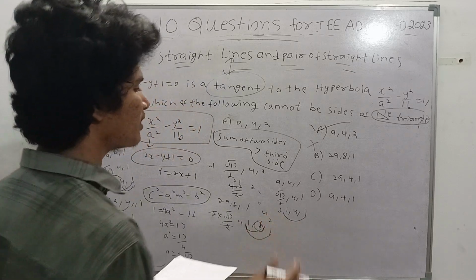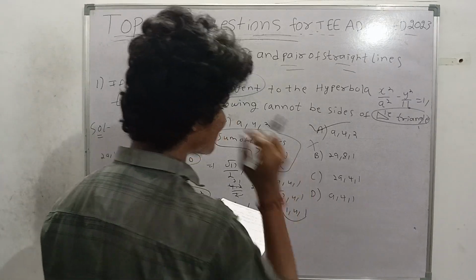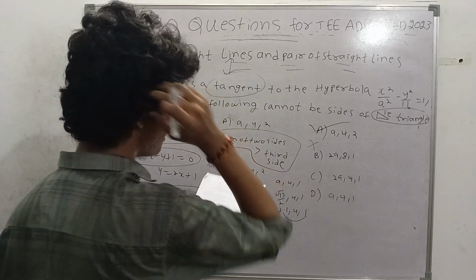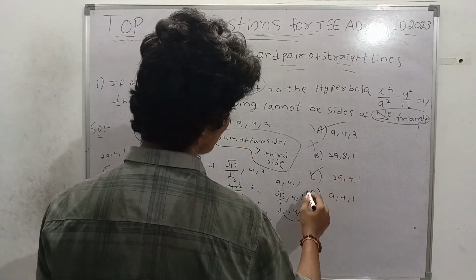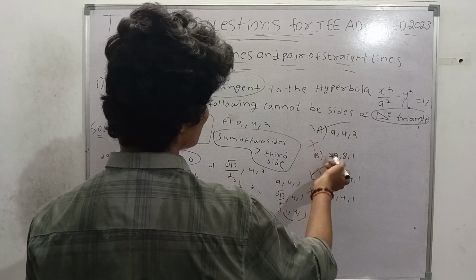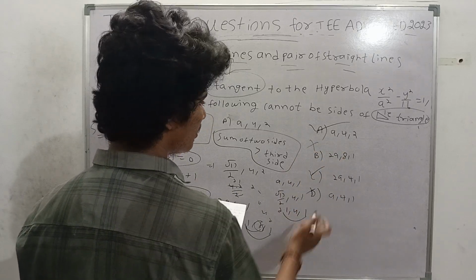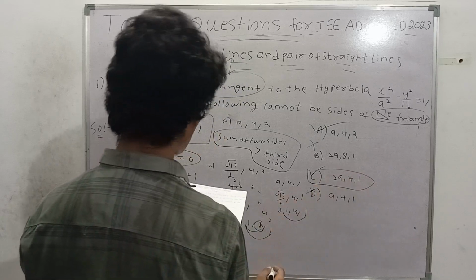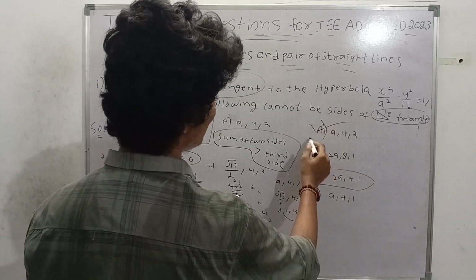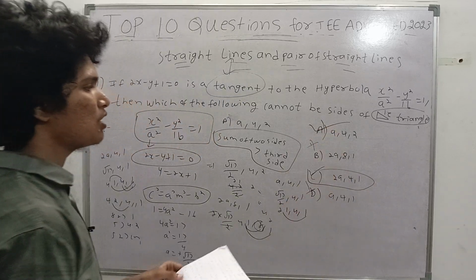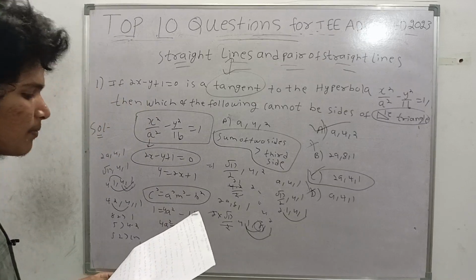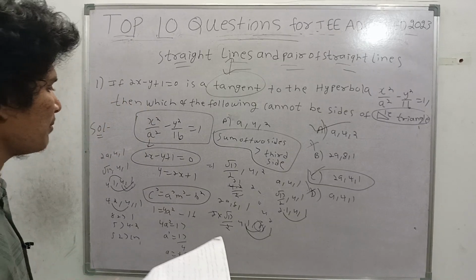So here basically they are asking which cannot be the sides of the triangle. Here it is a possibility, here there is no possibility. So like this we have to do. Here it is a possibility, here it is not a possibility, here it is not a possibility. So options A, B, D are correct.